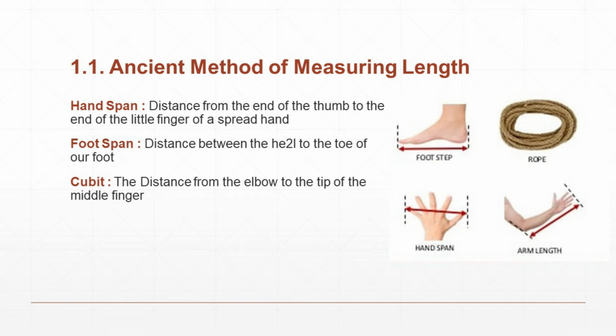Next, foot span. Distance between the heel to the toe of our foot. Next, cubit. The distance from the elbow to the tip of the middle finger. Look at the arm. You can know the distance of a cubit. These are the ways people measured length.